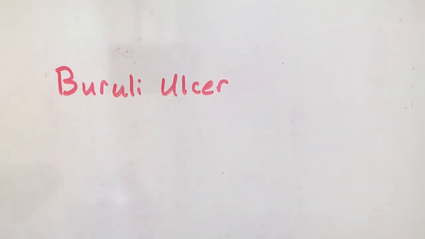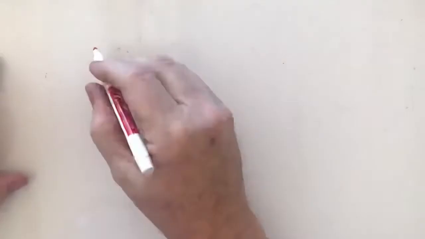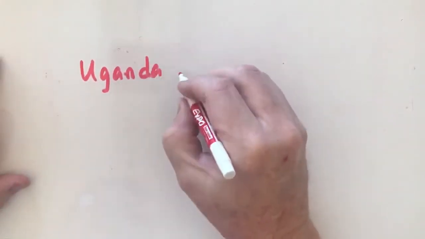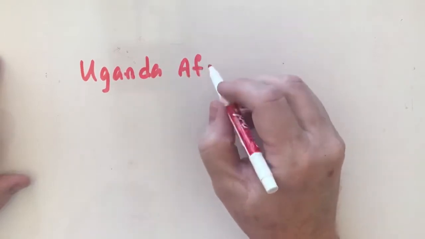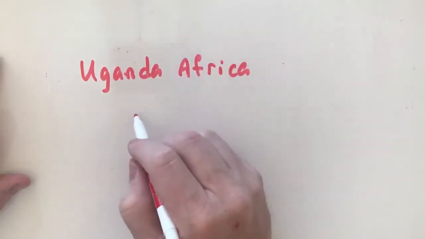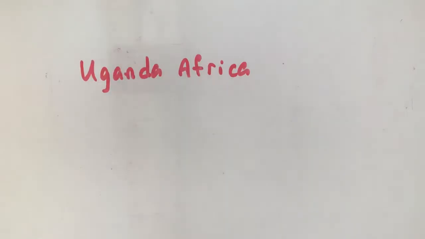Okay, so today we are going to talk about Buruli Ulcer. Buruli Ulcer, really quick, is named after a part of Uganda, which is in Africa. But Buruli no longer exists, so it's no longer there. I don't know what happened to it, but it no longer exists.